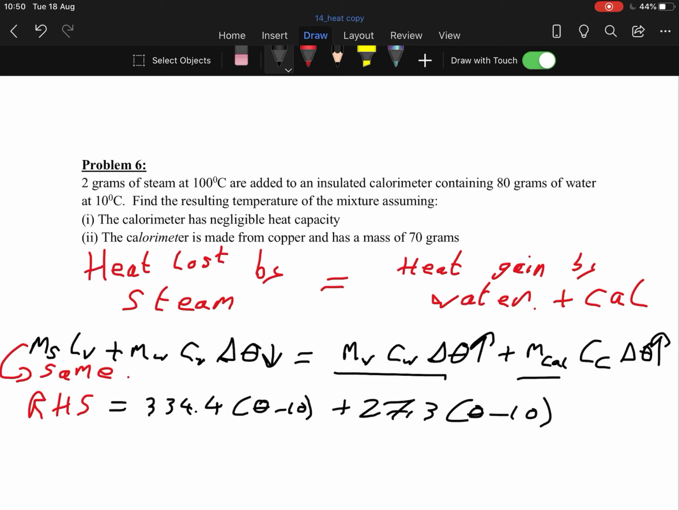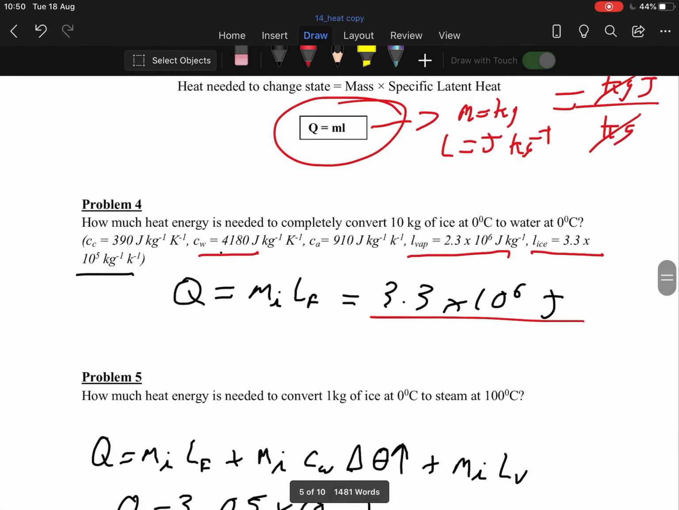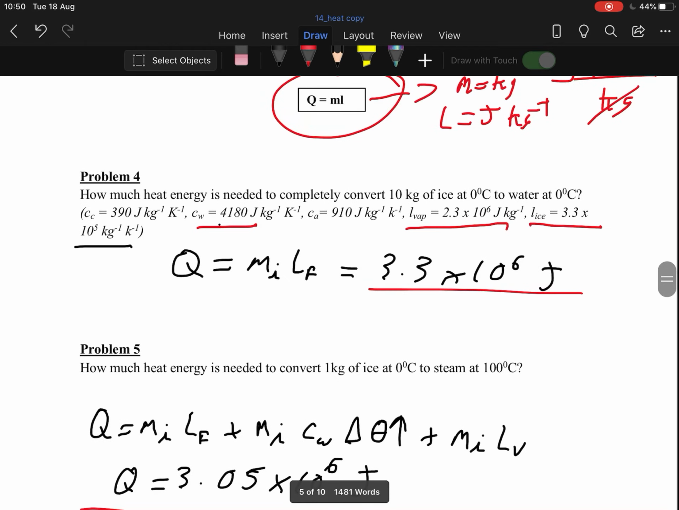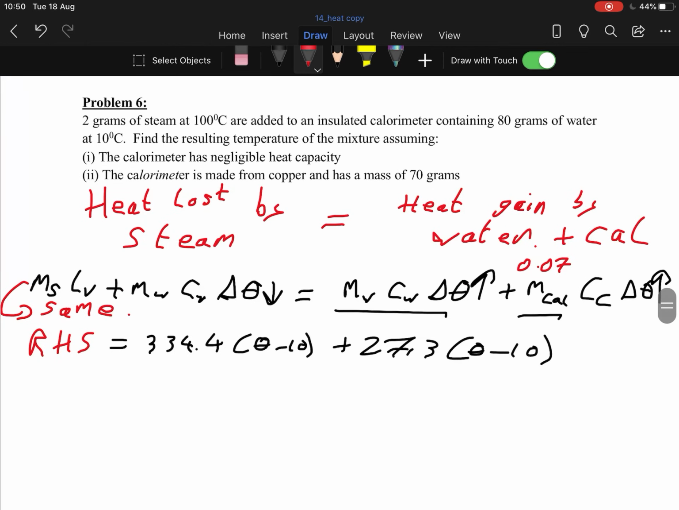This is 0.07, and heat capacity of copper was, what did we say that was? Hang on a minute, where's the heat capacity of copper? Copper is 390. There you go, that's it. So 0.07 times 390. They'll give you those values, guys, okay? And that's what we should get for the right-hand side.